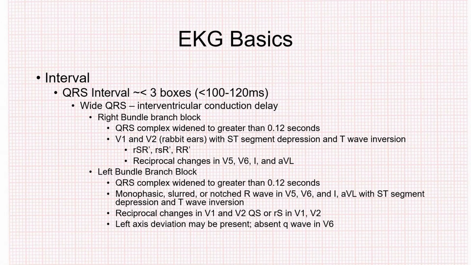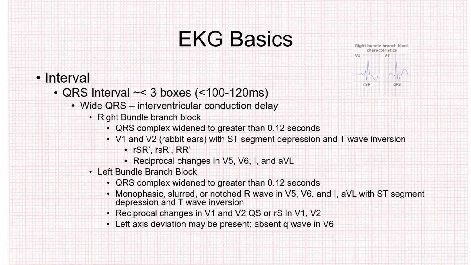Okay, next let's talk about the QRS interval. Visually this can be seen at less than 3 boxes, which maps out to around 100 to 120 milliseconds. A wide QRS represents an intraventricular conduction delay. The two major ones to look for would be left bundle branch blocks and right bundle branch blocks.